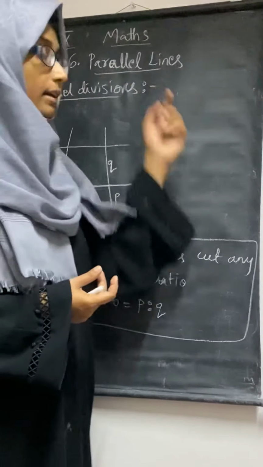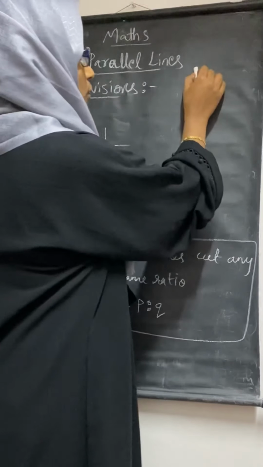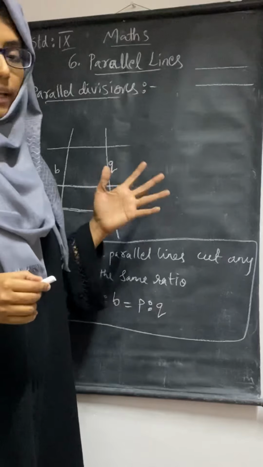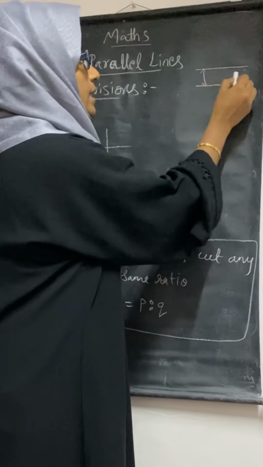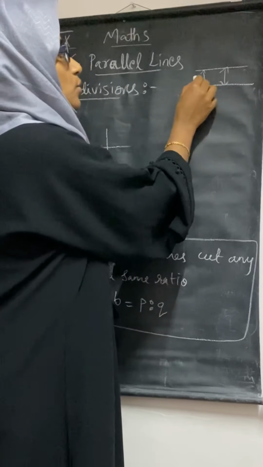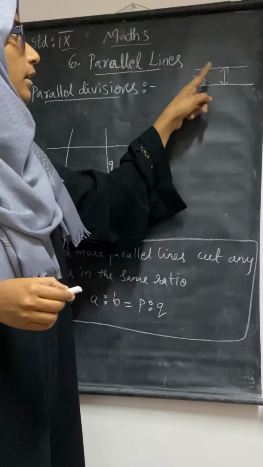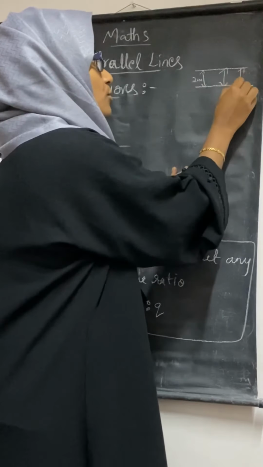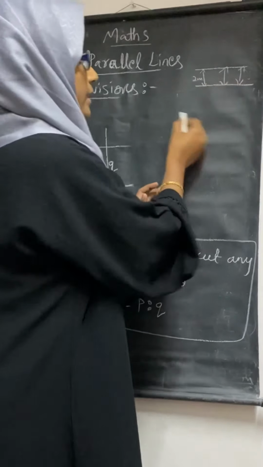We'll move on to the new chapter, chapter number 6, parallel lines. What do you mean by parallel lines? You all studied this in the lower classes. If I draw two lines like this, I can say this is a parallel line. Why? Because the distance between these two lines is the same everywhere. If the distance between the lower and upper line is 2 centimeter here, then there will also be 2 centimeter here, and everywhere the distance will be the same. So I can say this is a parallel line.